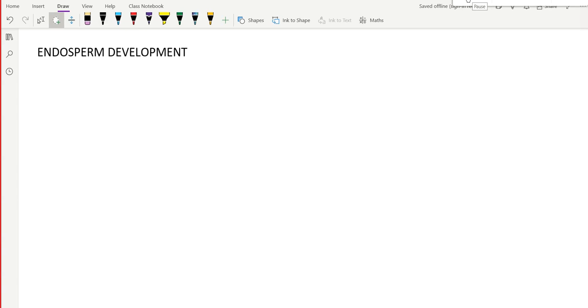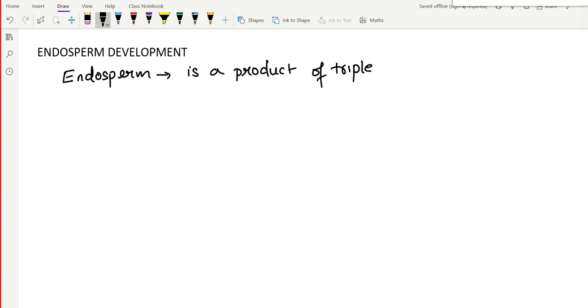Okay, so if we are talking about endosperm development, let us first see endosperm itself. What is the function of this endosperm? First we'll see what is endosperm. It is a product of triple fusion. I will explain what this triple fusion means, because yesterday I have not used this particular term.